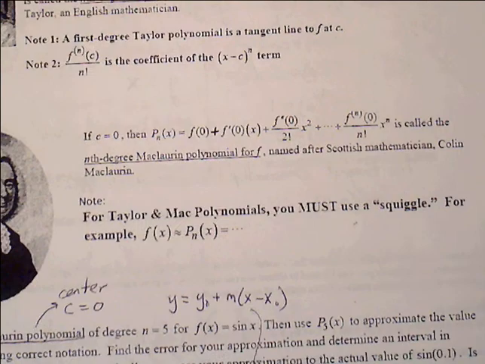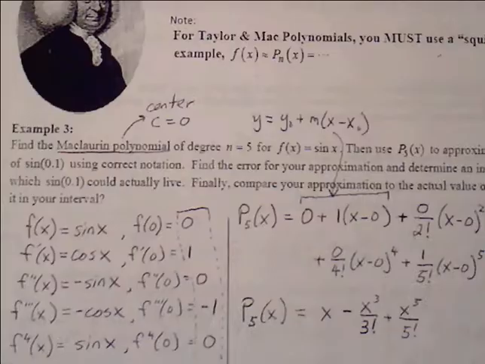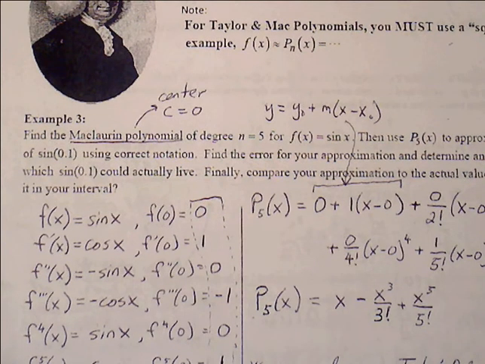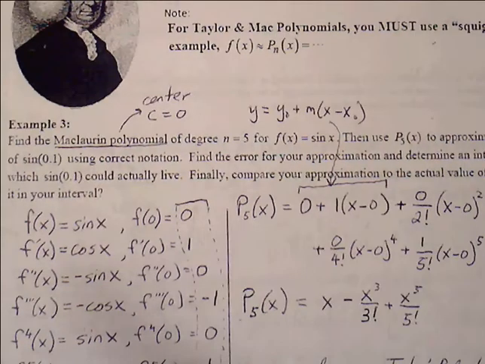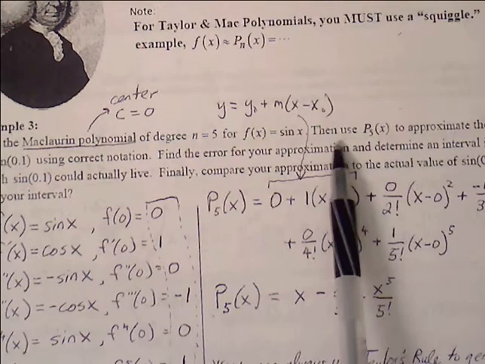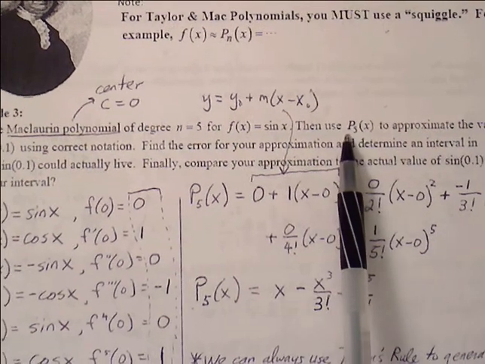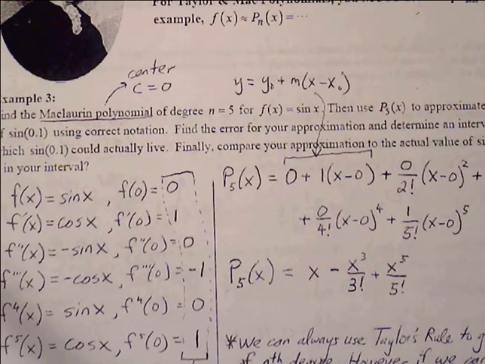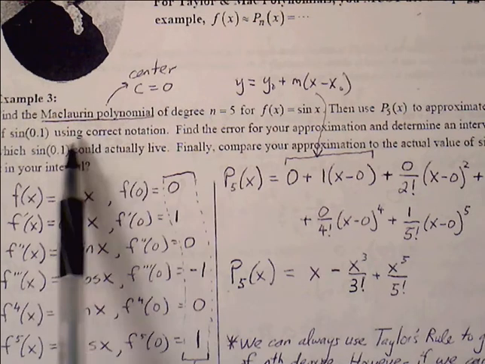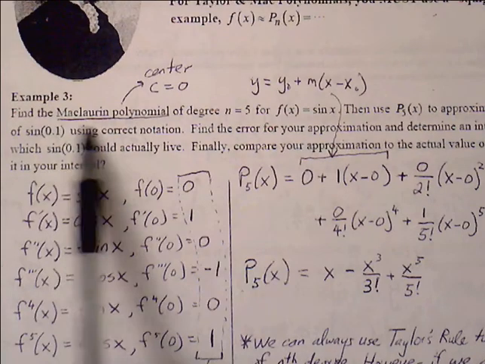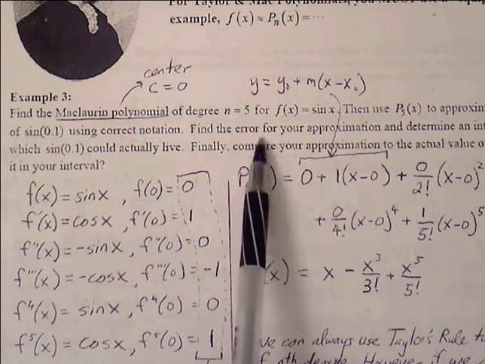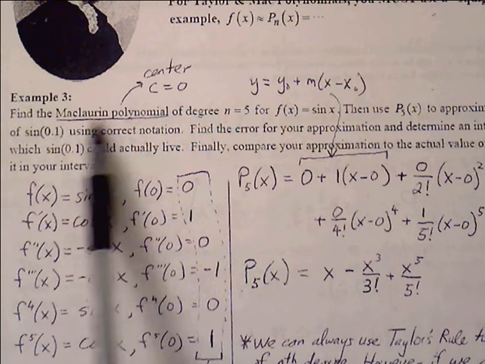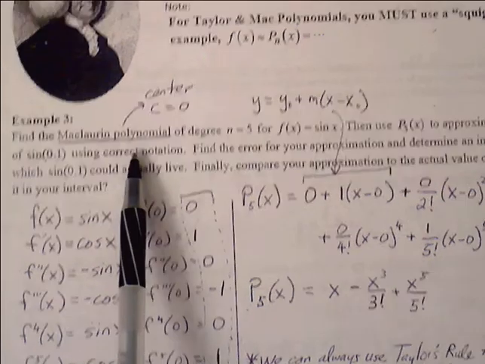All right, example 3. Find the Maclaurin polynomial of degree n equals 5 for our function sine of x. Then use our 5th degree polynomial to approximate the value of sine of 0.1. We're just going to take care of this first portion. Finding the error for our approximation, we'll save that for a later example. So first off, a Maclaurin polynomial is simply a Taylor polynomial that's centered at 0. So we know c is equal to 0.